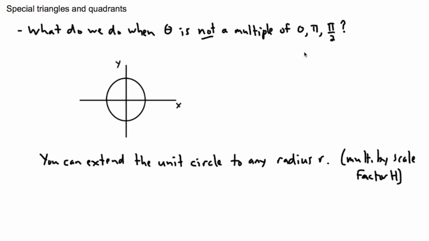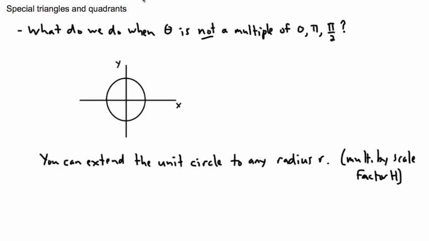So what do we do when the angle is not a multiple of 0, pi, or pi over 2? In other words, how do we deal with the more complicated questions like finding exact values of sine or cosine or tangent of things? And it actually comes from, before we were looking at a unit circle. And the unit circle meant that it had a radius of 1.